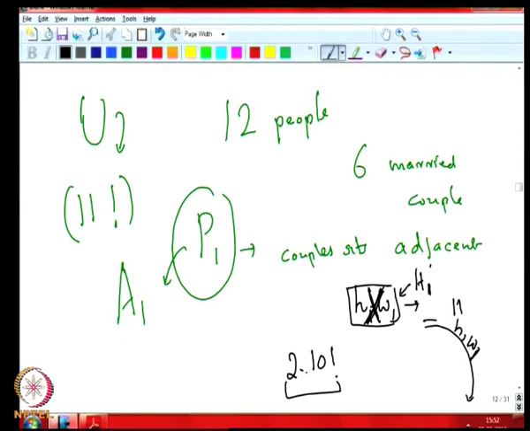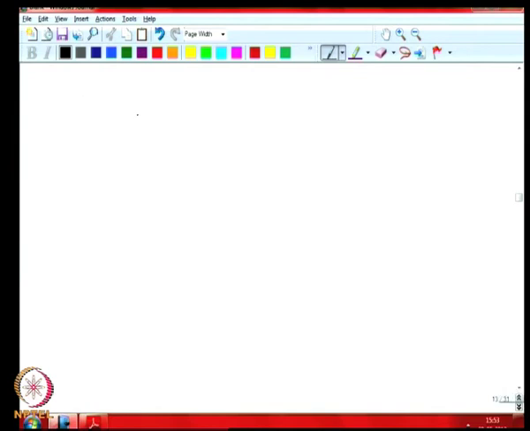Now we see that there are 6 couples, so 6 choose 1 couples we can select. There are 6 properties, P1 to P6, any of which can cause this. So the count is 11 factorial, the universe size, minus the sum of cardinalities of the Ai's, which corresponds to 6 choose 1 into 2 into 10 factorial.